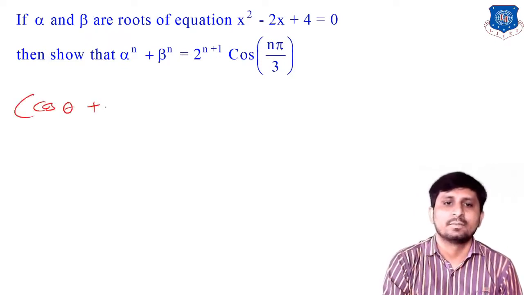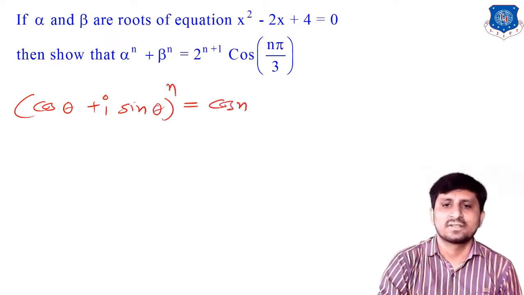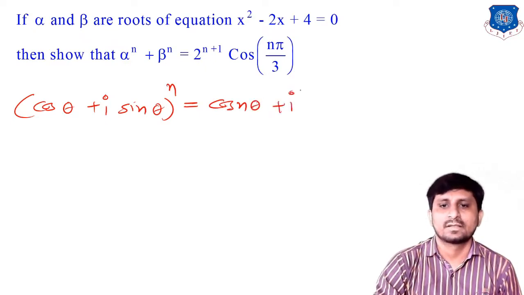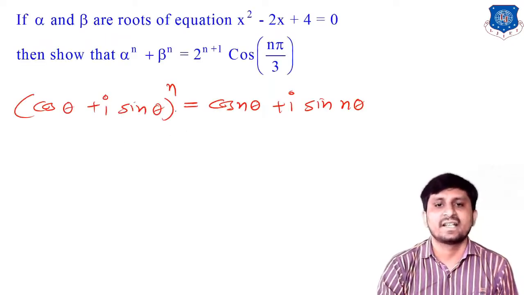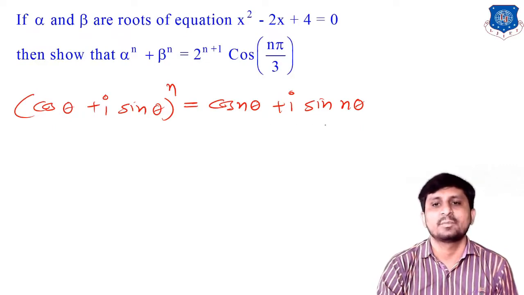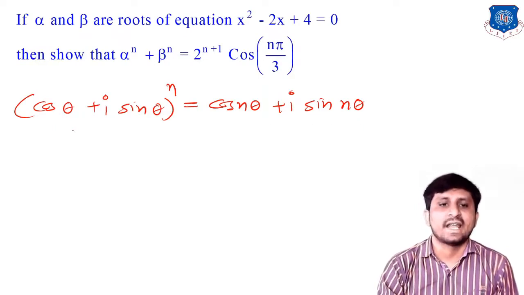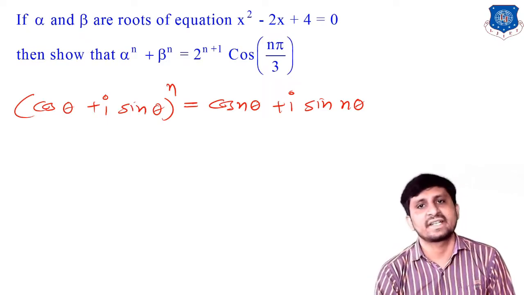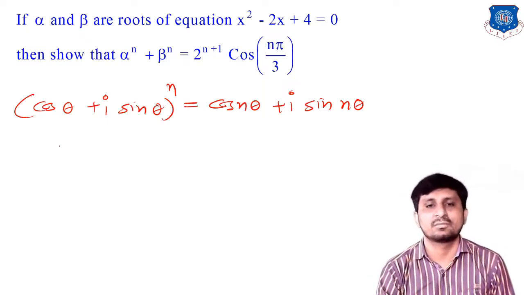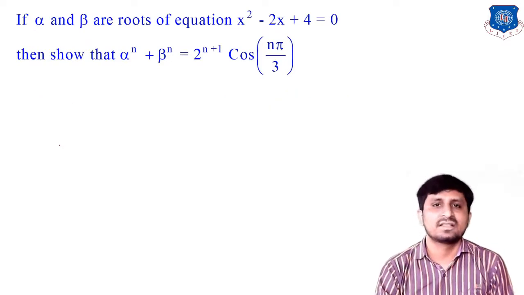(cos theta plus i sin theta) raised to n is equal to cos n theta plus i sin n theta. And using De Moivre's theorem we already solved our first example. So let's see how we can solve some more examples. This is our next example.